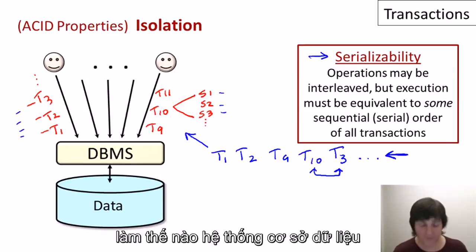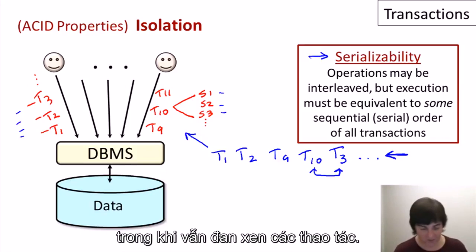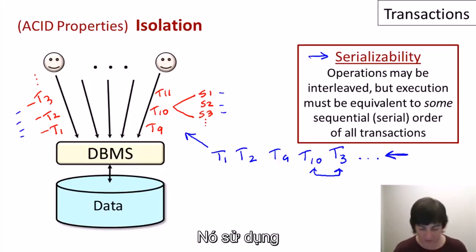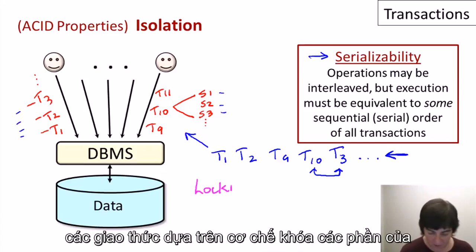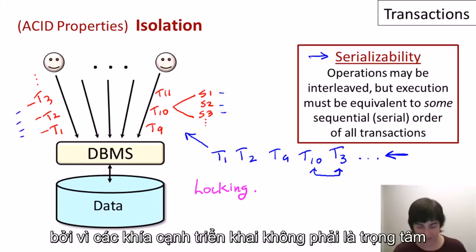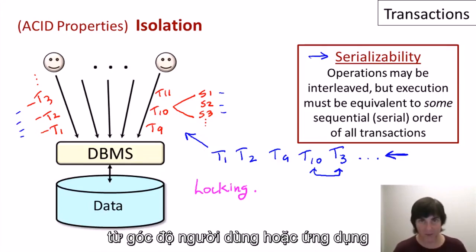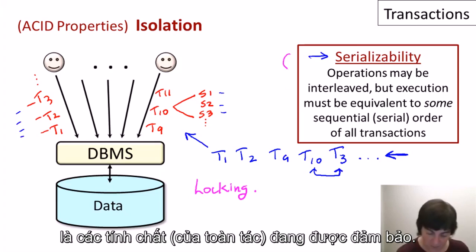Now, you might wonder how the database system could possibly guarantee this level of consistency while still interleaving operations. It uses protocols that are based on locking portions of the database. Now, we're not going to describe the implementation because the implementation aspects are not the focus of this course. What you need to know from a user or application perspective is really the properties that are being guaranteed.